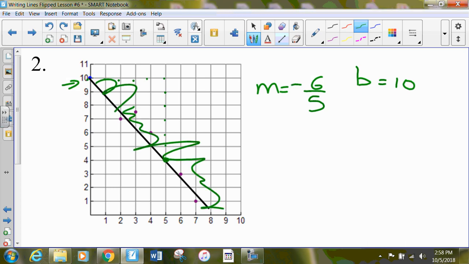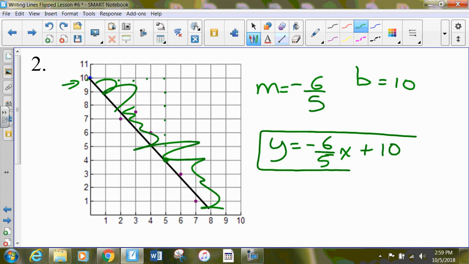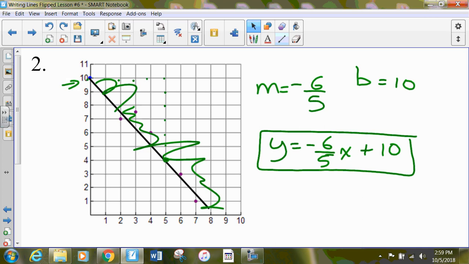We're going to put it together. Our slope is -6/5. We put the x after our slope. There's our y-intercept. This is called the line of best fit. This is the line that represents the data points that were given in our scatter plots, the general pattern that the data points are showing us.